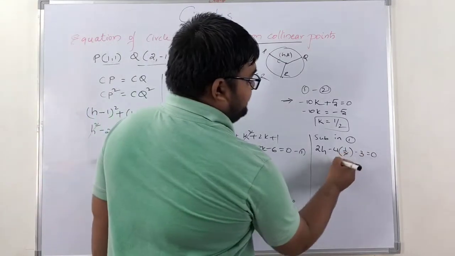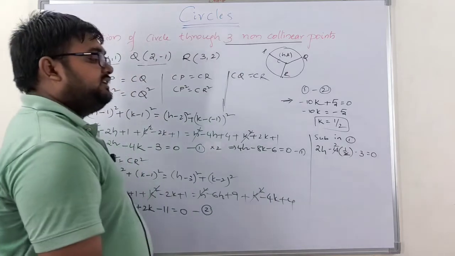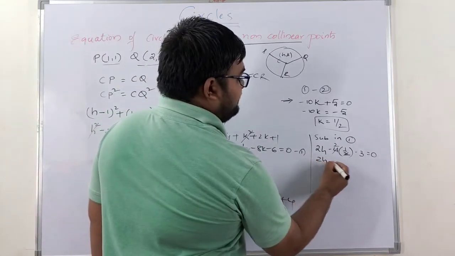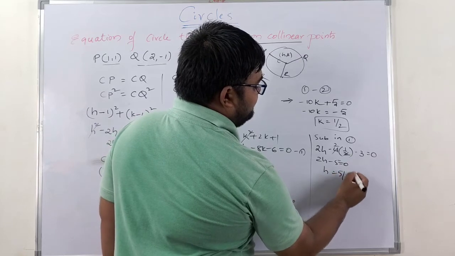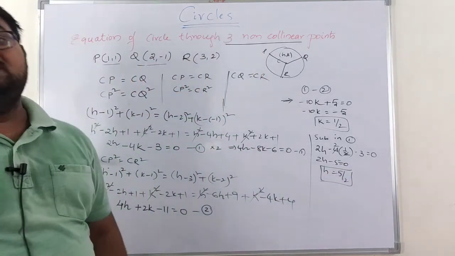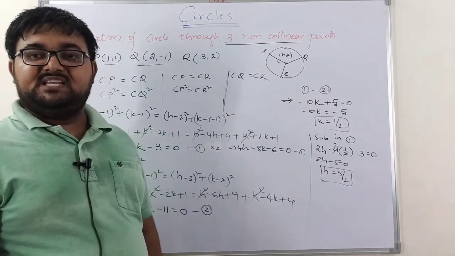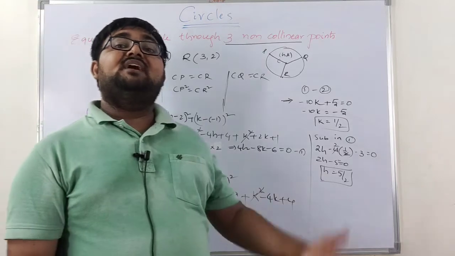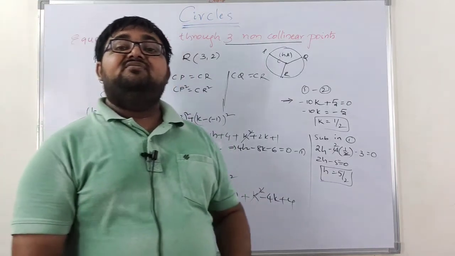Now this minus 5, so this 2 in 4 gets cancelled 2 times. So 2h minus 5 is equal to 0. From this, h is equal to 5 by 2. The value of h is 5 by 2. In the previous method, we got minus 1 by 2 and minus 5 by 2. Those are nothing but the values of f and g.